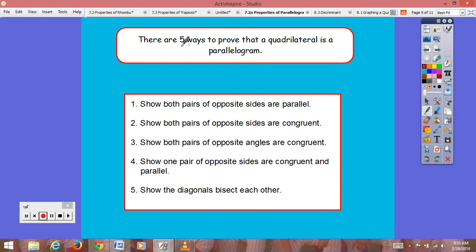So there are 5 ways that we can use to prove a quadrilateral is a parallelogram. And they are: show both pairs of opposite sides are parallel, show both pairs of opposite sides are congruent, show both pairs of opposite angles are congruent, or you can show just one pair of opposite sides are both congruent and parallel. And the last way, we can show that the diagonals bisect each other.